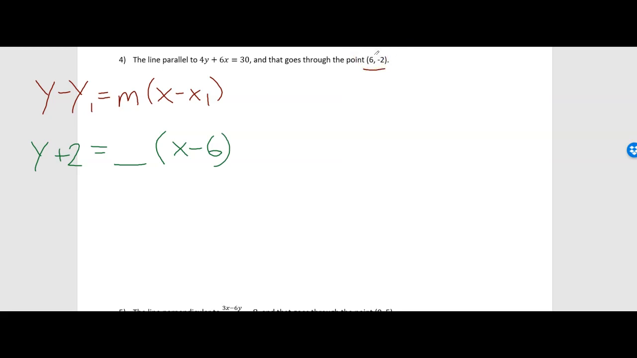Now we need to figure out my m. Well, I know that I'm doing a parallel line to this line, 4y plus 6x equals 30. Well, what's the slope of this line? Parallel lines have the same slope, so if I know what the slope of this line is, I know what the slope of my new line is. The problem is I need to put this in slope-intercept form for me to find the slope. So I'm going to move my 6x to the other side by subtracting.